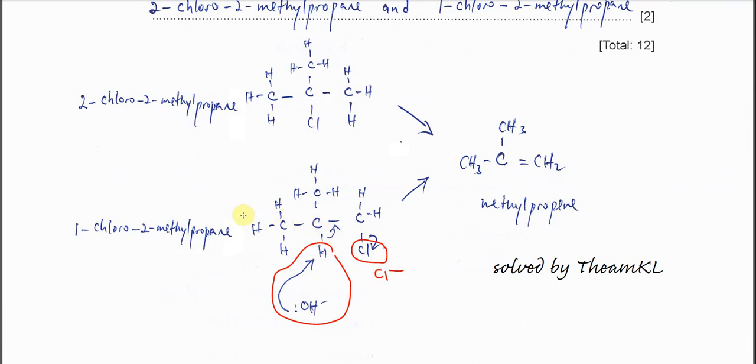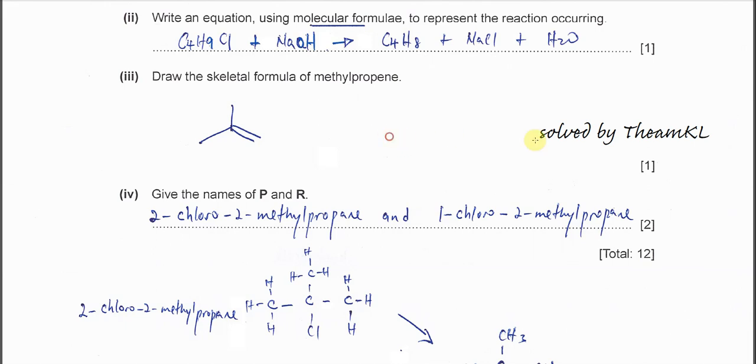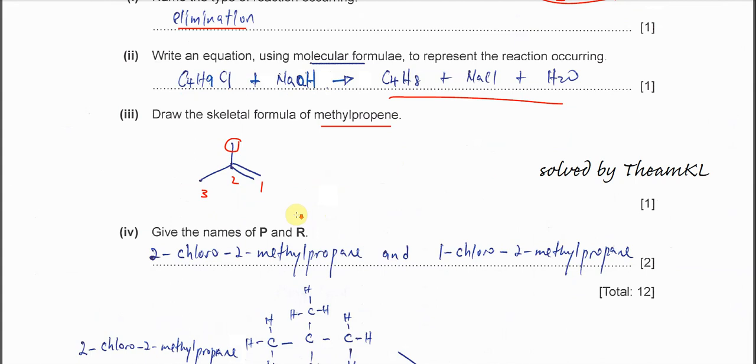Therefore it will form three products: this alkene, which is methylpropene, with H2O and chloride. That's why in your equation you must give these three. Part 3, draw the skeleton formula for methylpropene. Very easy, this one. First carbon, second carbon, third carbon, and there is one methyl here. Then give the names of P and R.